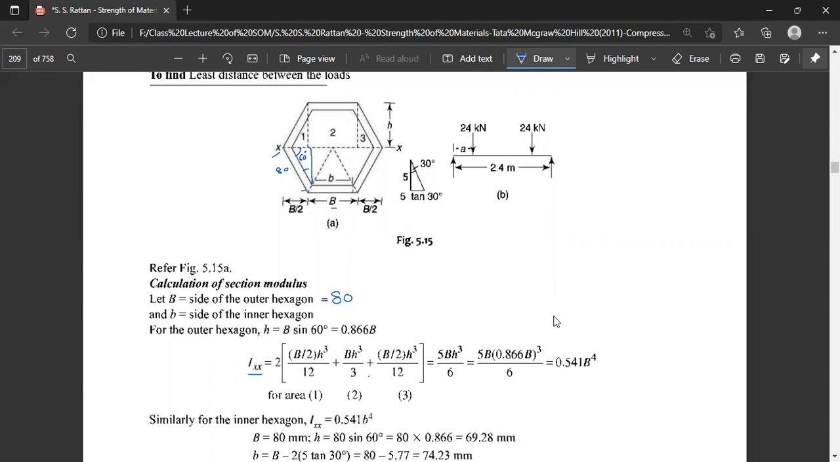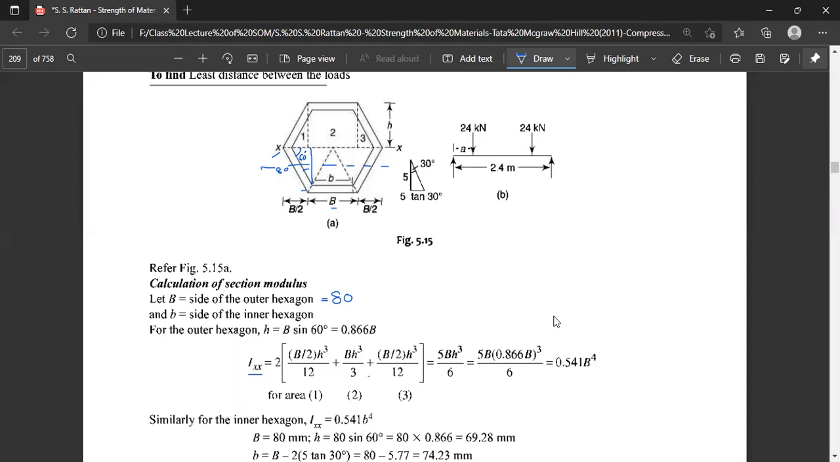First of all, you are supposed to know the moment of inertia about the individual XX line like this, and then we have to add the distance of the full area from the distance of this sectional line. You have to do it twice because both sides are the same. So this is half of the width, b by 2, multiplied by h cube divided by 12.